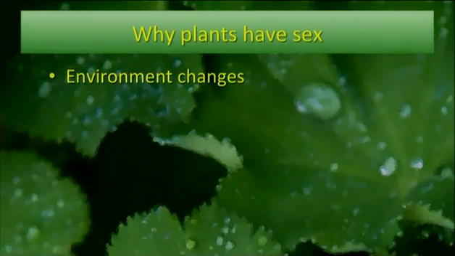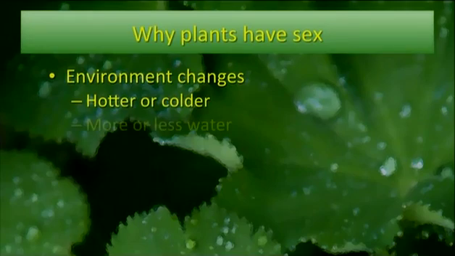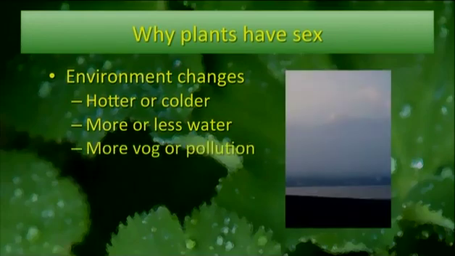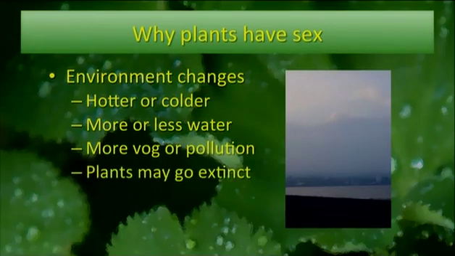Another reason why plants have sex is that the environment can change. It can get hotter or colder. There could be more or less water available. There could be more fog or more pollution in the environment. If the environment changes, plants may go extinct, like we have global warming happening right now.